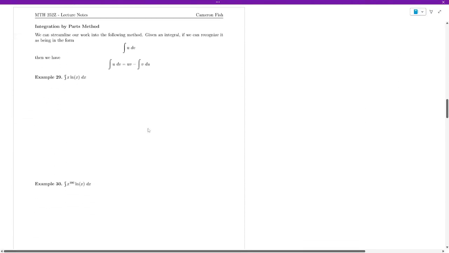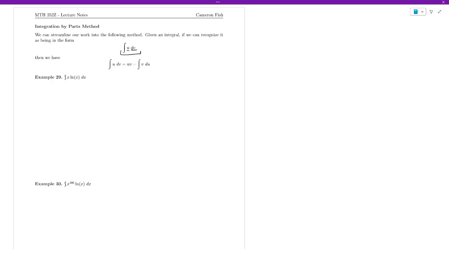So let's take a look at the quote-unquote book method, the integration by parts method. Like I said, given an integral, as long as you can recognize it as something times something, where the second something has the dx in it, then we can use this formula, and I will show you a great way to organize your work. So let's take a look at this one.